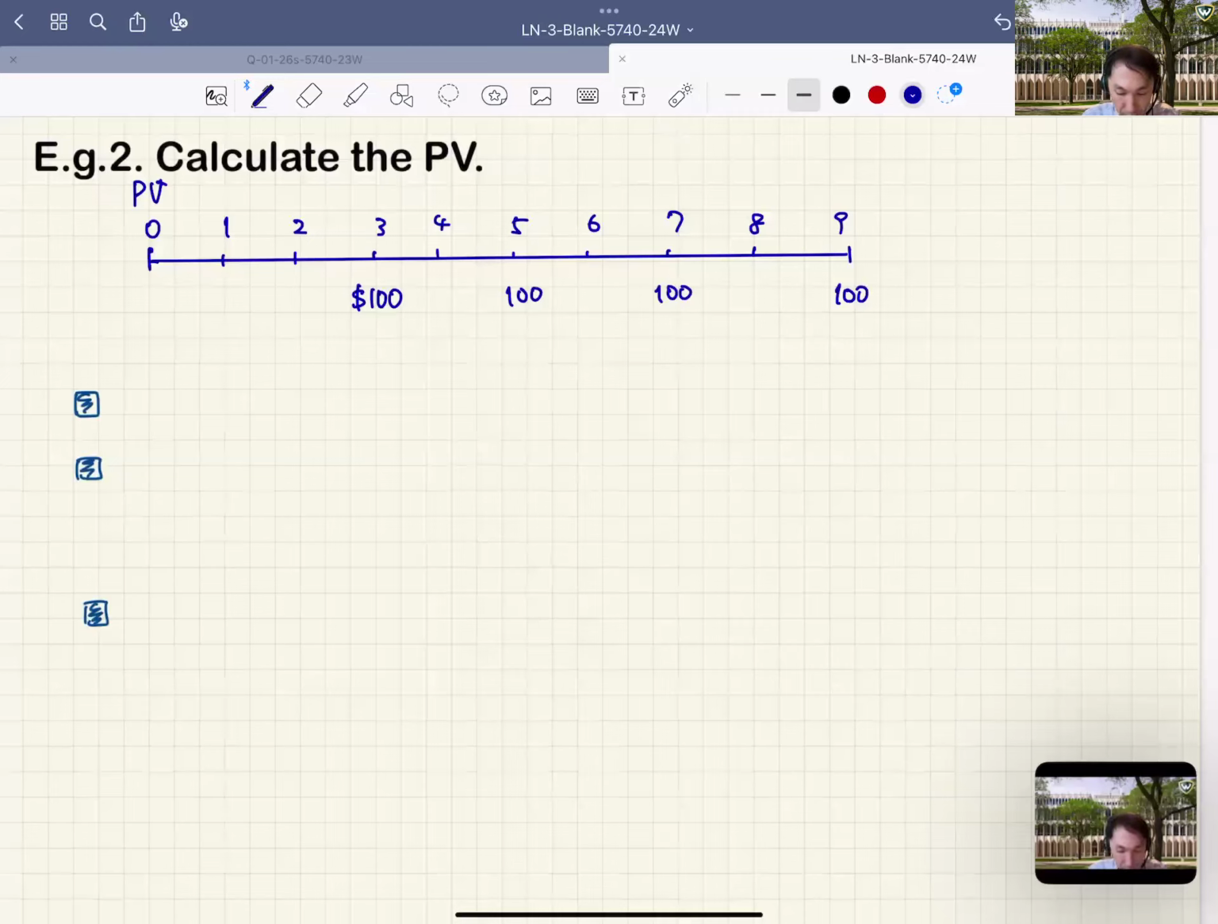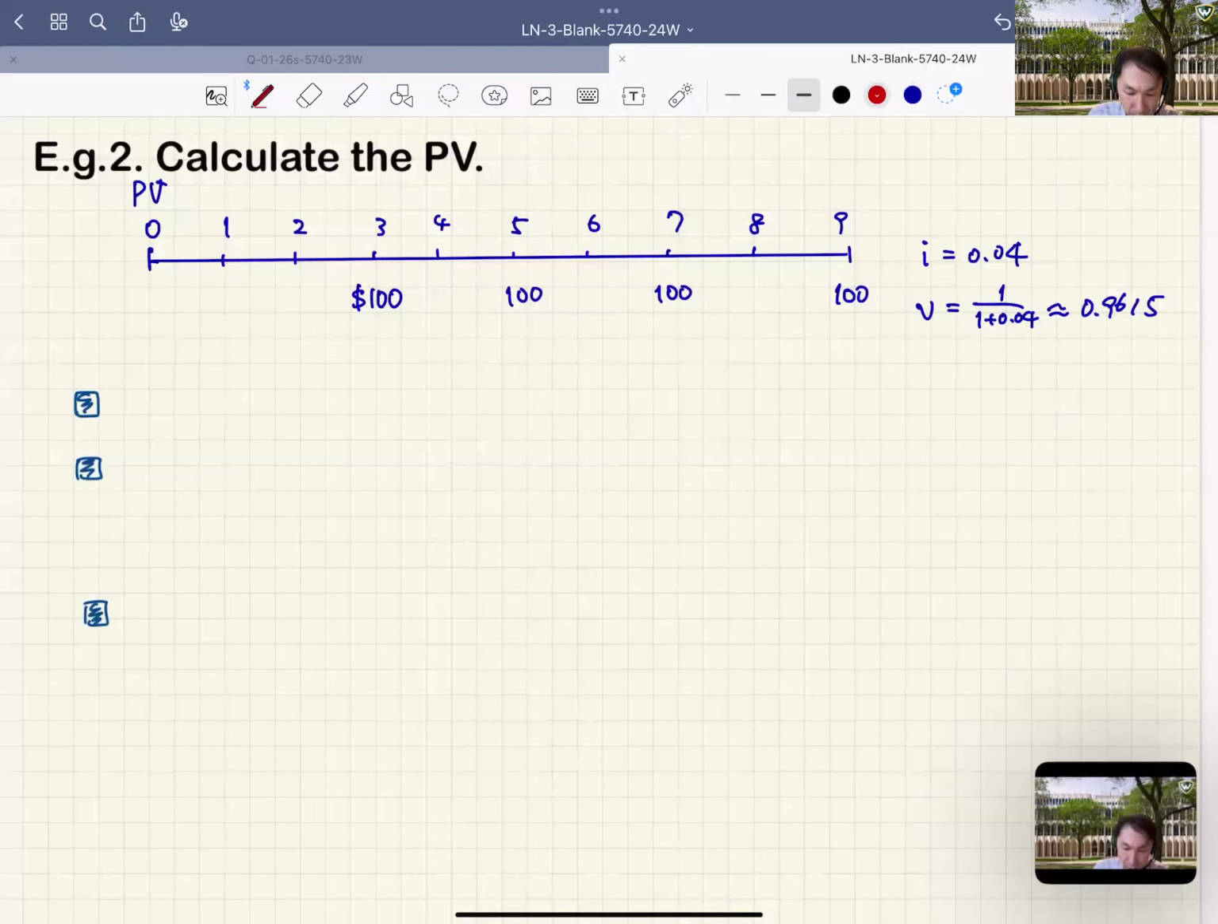This is at least more complicated than the previous examples. Suppose that the annual effective interest rate is 4%, 0.04. Maybe first I calculate v. v is 1 over 1 plus i, so that is about 0.9615.